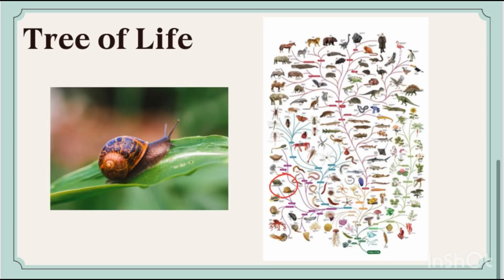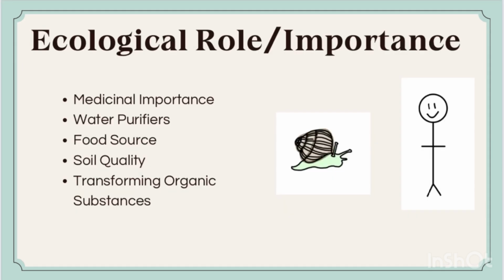On the tree of life, as you can see in the image here, this is a large tree, I know, but I tried to circle it in red here. If you look towards the bottom left, that is where snails are going to fall on the tree of life. As you can see, they are pretty far down, but they still serve a huge importance in the environment. They're a major group of mollusks in the class Gastropoda, and so they represent that successful ancient lineage in the animal kingdom. And then lastly, going on to their ecological role and importance.